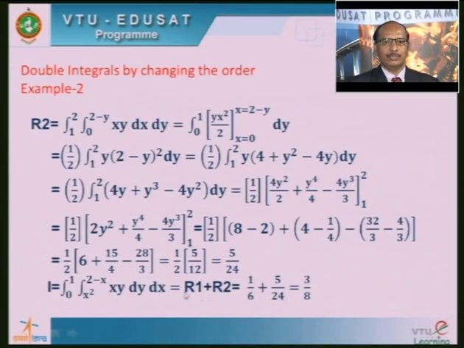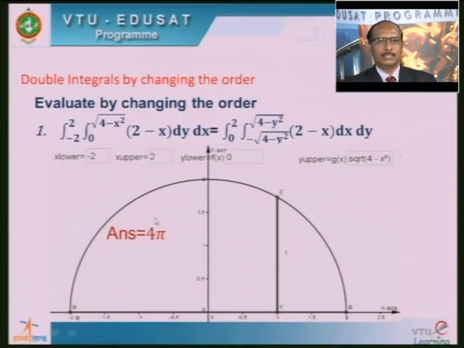So combining those answers R1 and R2 gives the complete solution of the given problem. 1 by 6 is the answer of the first region R1, and 5 by 24 is the second region. Adding them, 3 by 8 is the evaluation of the given double integral by changing the order of integration. So in this way we can evaluate any given integral.